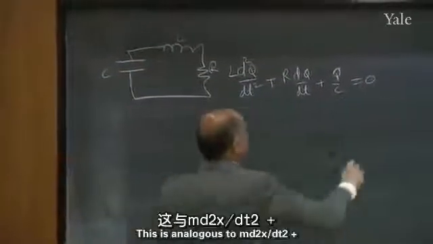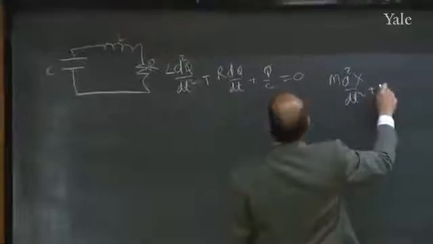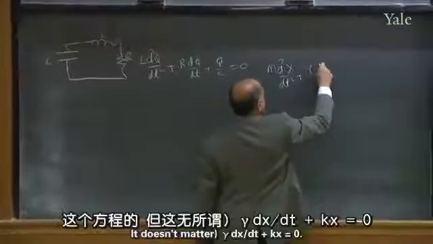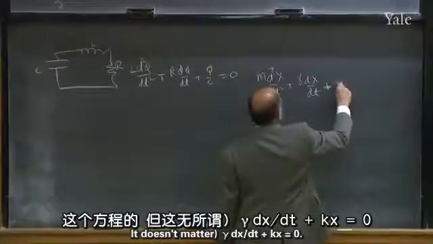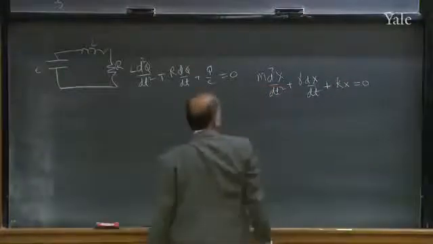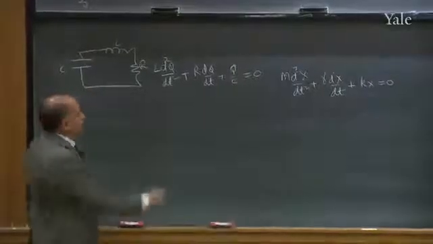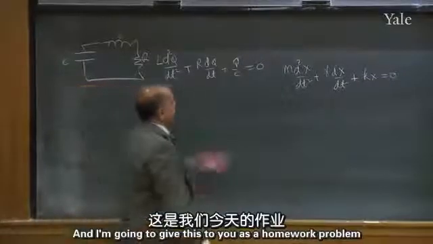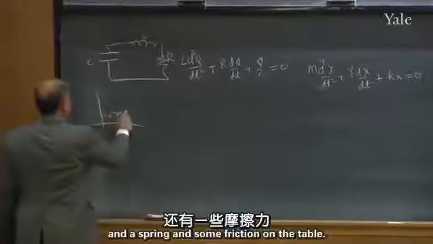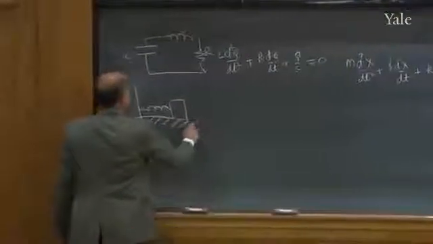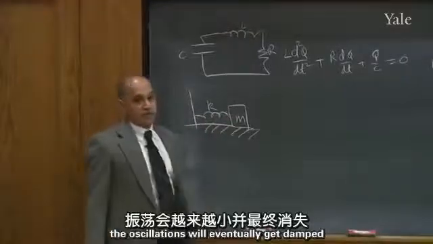This is analogous to m d2x over dt squared plus, I don't know how you wrote this last semester, it doesn't matter, gamma dx/dt plus kx equal to 0. Notice that it's the same form. And I'm going to give this to you as a homework problem to analyze the answer to this one. So this describes a problem where you have a mass and a spring and some friction on the table. This means if you pull it and let it go, the oscillations will eventually get damped and it will die down.